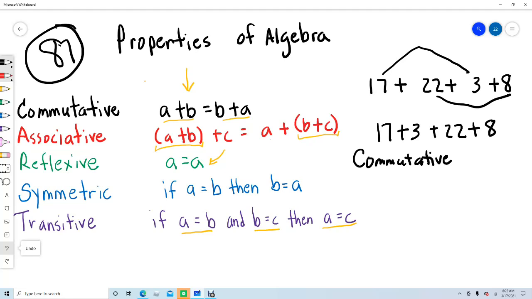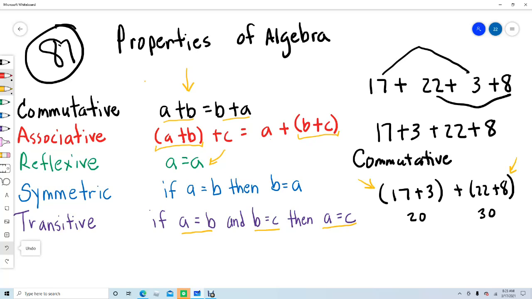All right, next step. I'm going to add 17 plus 3, and I'm going to add 22 and 8. I guess I could do 17 plus 3 plus 22, but I'm not going to do it left to right because it's easier to add 17 and 3 and get 20 and add 22 and 8 and get 30.